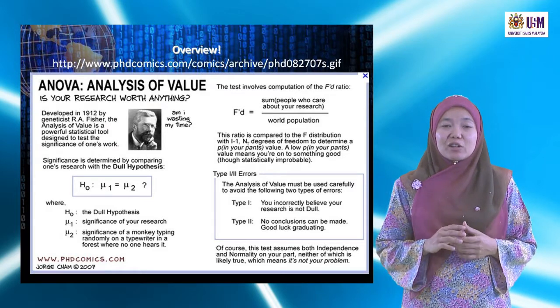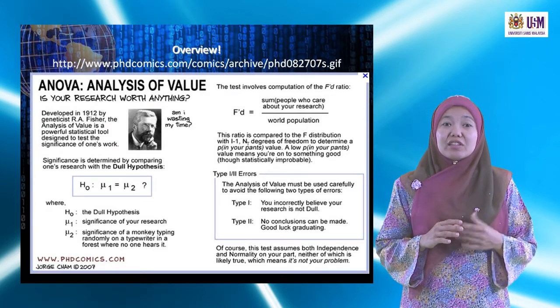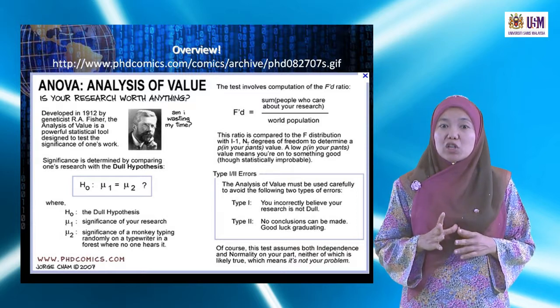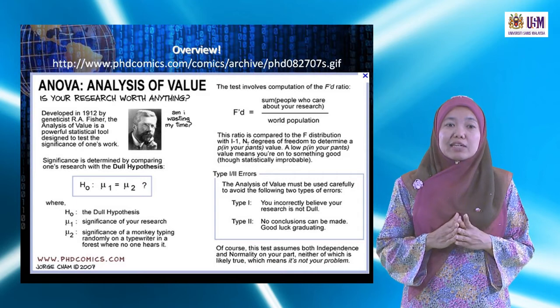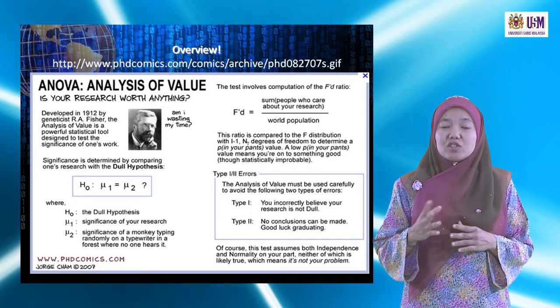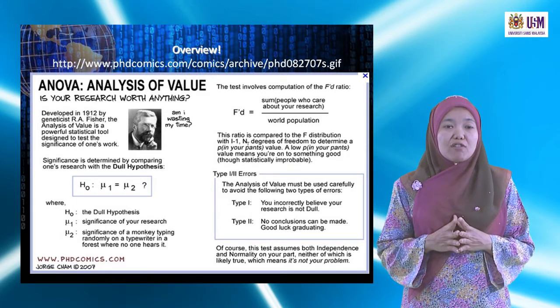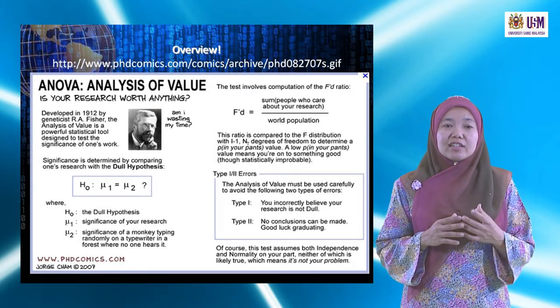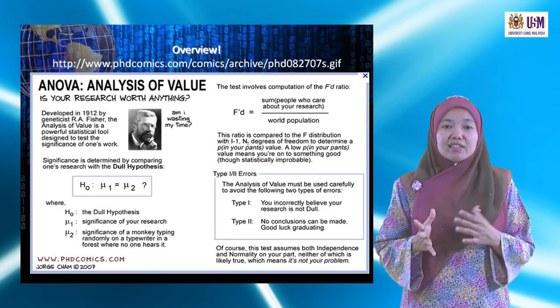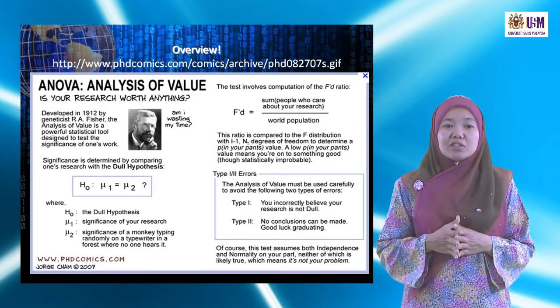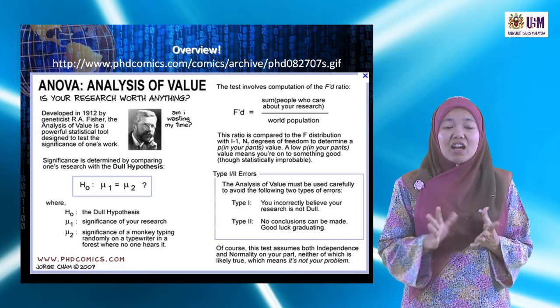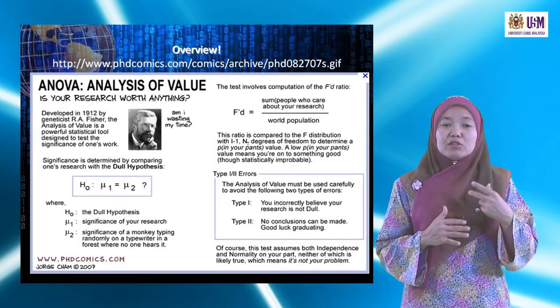If you look at the slide on screen right now, this is actually taken from the website of phdcomics.com. So this is a play on words. Instead of talking about ANOVA, which stands for analysis of variance or analysis of variations, this slide is talking about ANOVA as analysis of value. Instead of talking about H0 or your null hypothesis, it has now become the null hypothesis. So it's basically referring to the same thing.